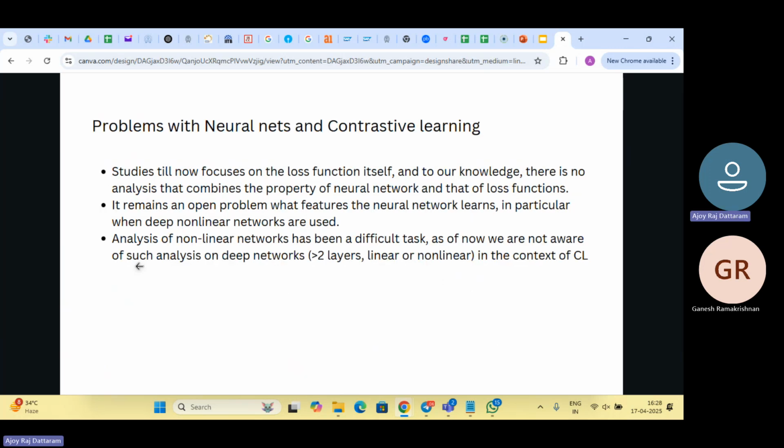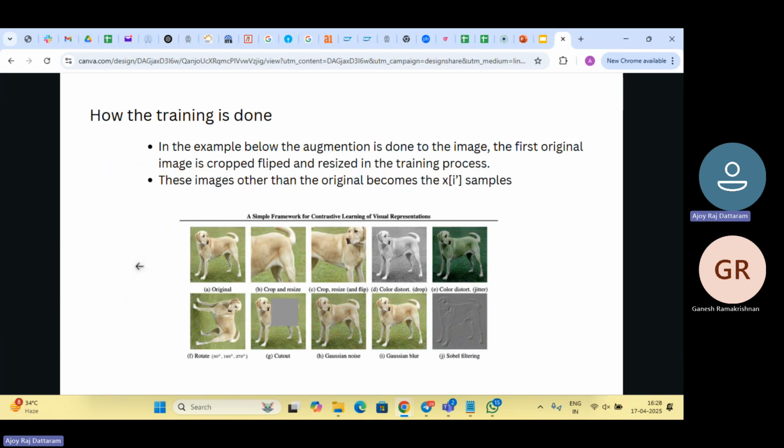Okay, now focus on the loss function. I have explained this. The paper also analyzes non-linear networks, such as how ReLU networks work with respect to contrastive learning. Of course, there is a limitation: we are not able to learn beyond a layer of ReLU network, and understanding beyond that is problematic, if not hard.